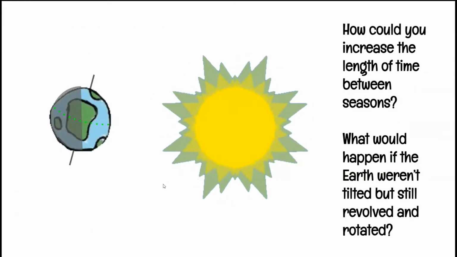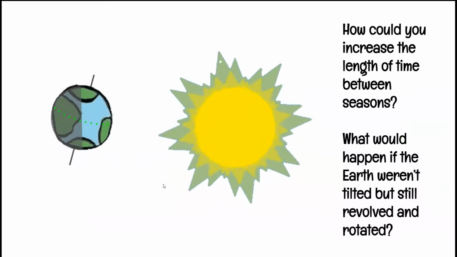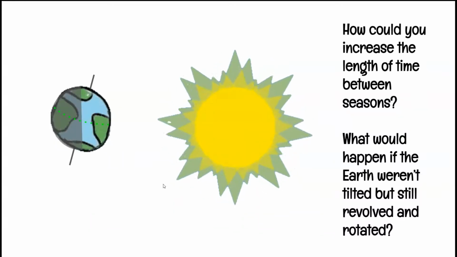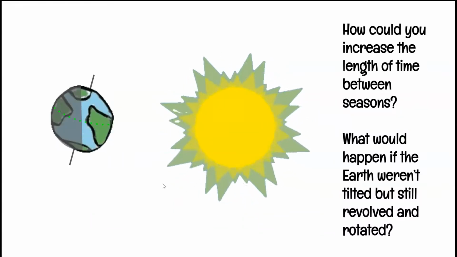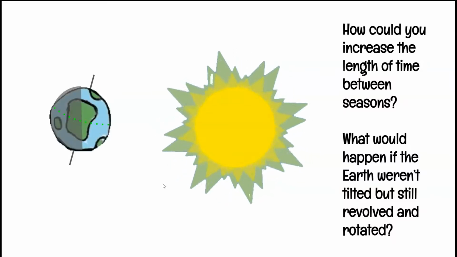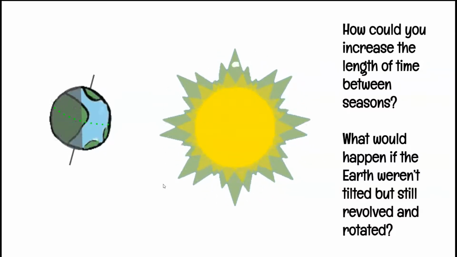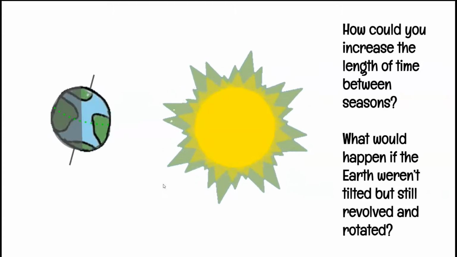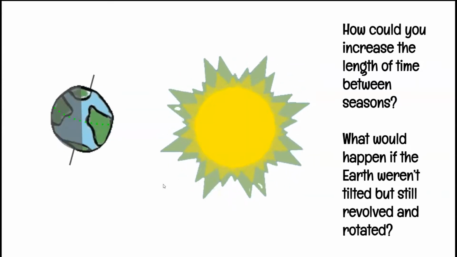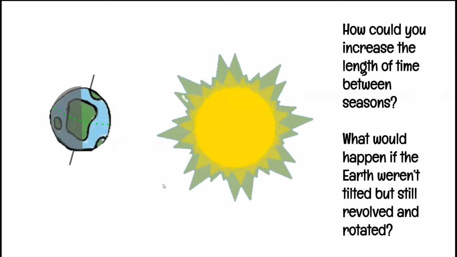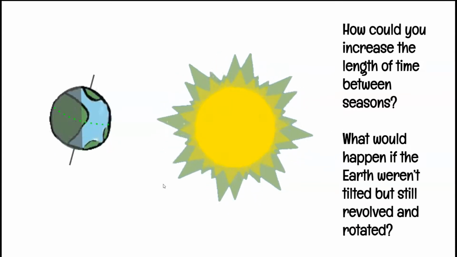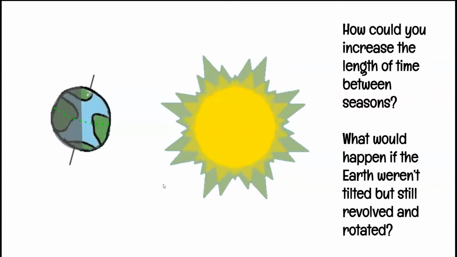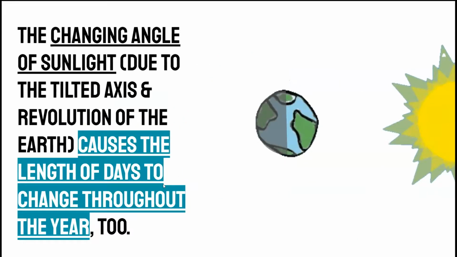Let's see. You could increase the length of time between seasons by making the revolution longer. And what would happen if Earth weren't tilted but still revolved and rotated? You wouldn't have changing seasons. So if we were stuck in this position all year long, we would be in eternal summer, unless we were in the southern hemisphere, then we'd be in eternal winter. I don't know which I'd like better.